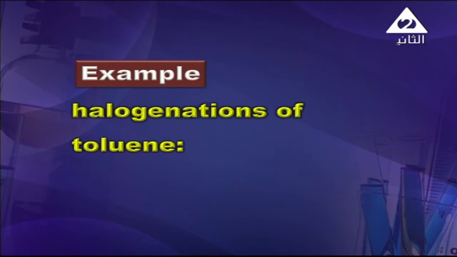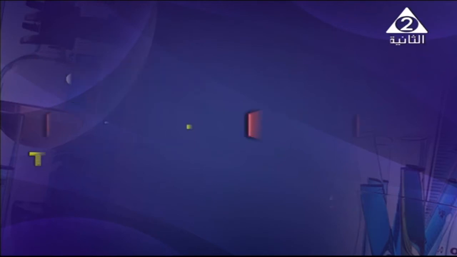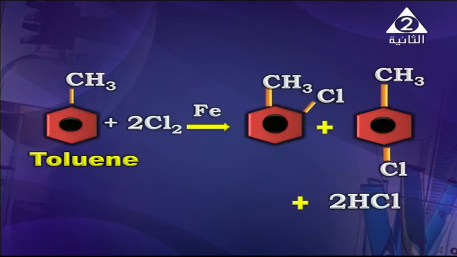For example, halogenation of toluene. Here toluene, which is methylbenzene, on adding chlorine in the presence of iron, gives 2 main products, orthochlorotoluene and parachlorotoluene, and 2 HCl byproducts are produced. My dear students, the IUPAC name for orthochlorotoluene will be 2-chlorotoluene, and parachlorotoluene will be 4-chlorotoluene.